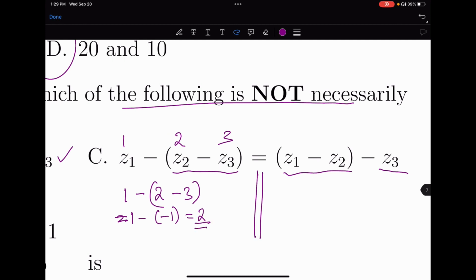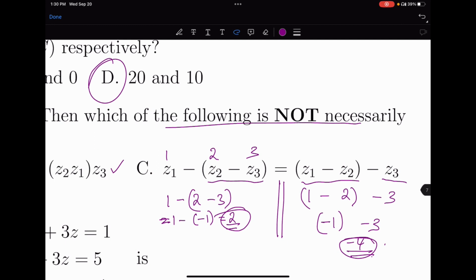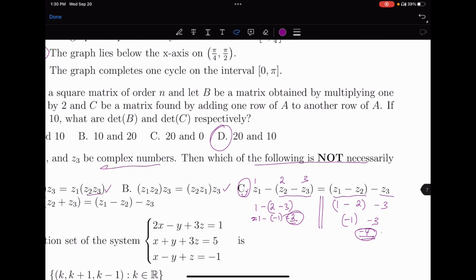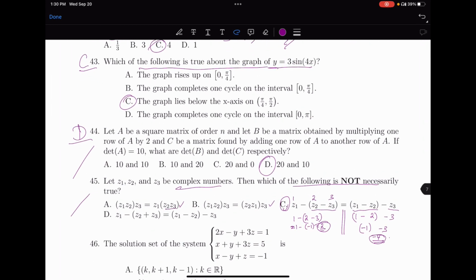How about the right-hand side? Well, it is (1 minus 2) minus 3. 1 minus 2 is minus 1, and minus 1 minus 3 is minus 4. You see, here 2 came and here minus 4 came. Since 2 and minus 4 are different, this equality does not hold always. It might hold for some special cases, but it does not always hold. Therefore it is not necessarily true. Therefore the answer is C.